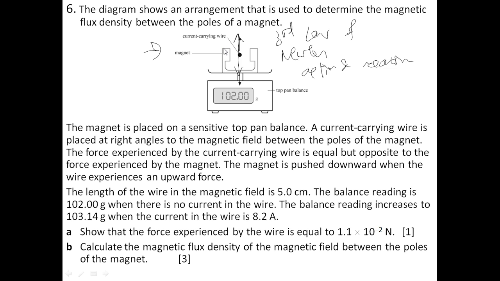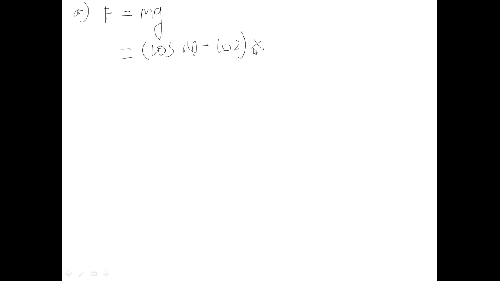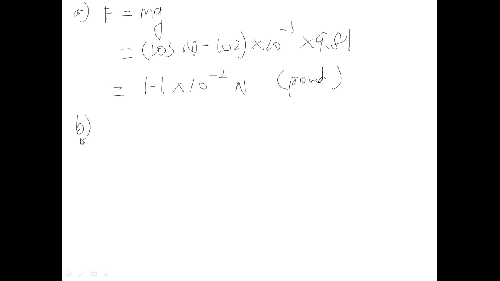Okay, so I need to calculate the force to prove that it's 1.1 times 10 to the power negative 2. So it's very simple. According to Newton's third law, the force experienced is actually the gravitational force. Now there is a change in the balance, so I use 103.14 minus 102. Now this is in gram, remember, times 10 to the power negative 3, times 9.81. Check your calculator, you will get 1.1 times 10 to the power negative 2 Newton. So it's proven.